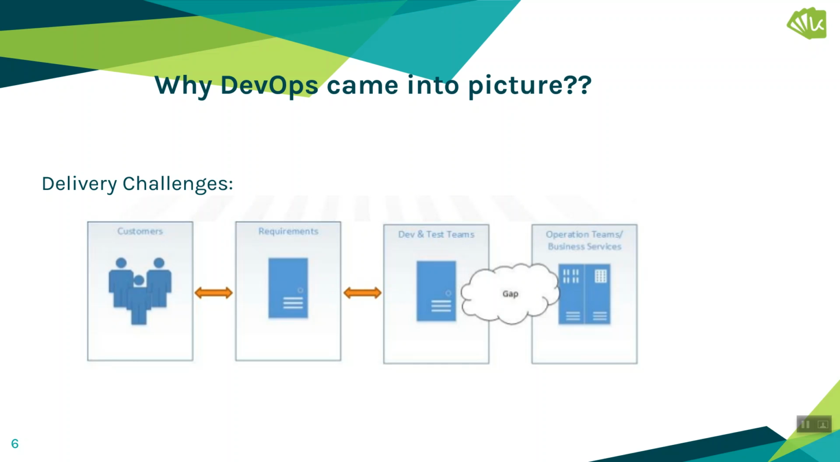Okay, so why DevOps? We just understood in our initial period the traditional and agile differences. To implement the agile methodology, DevOps came into the picture. Any tool which we integrate, collaborate and communicate with can be treated as a DevOps method, the DevOps pipeline or DevOps methodology. So we have delivery challenges. You can see in the picture, we have customers, requirement gathering phases, development and test teams, and there will be a gap between operation teams and business services.